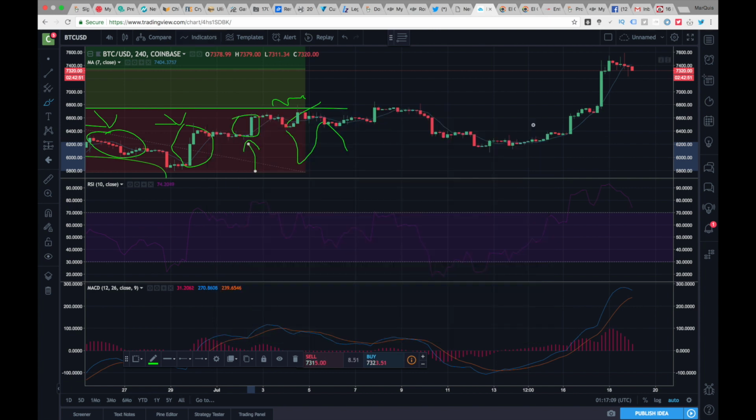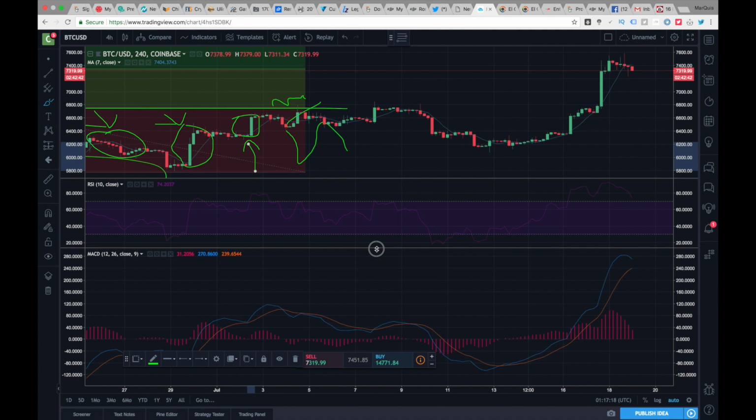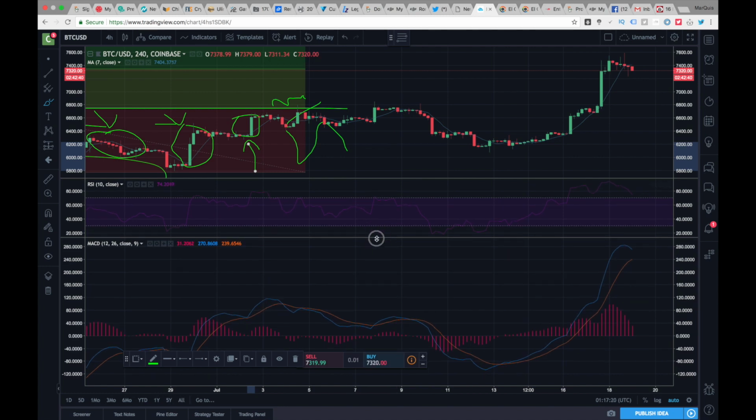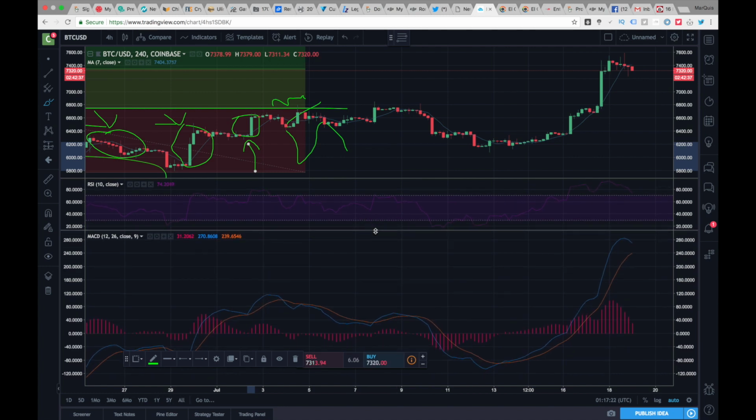I'm going to exit out of here. Now our MACD indicator has popped up. Now you see I also have my RSI. I use those together to make decisions on whether I should buy or sell, especially when day trading.